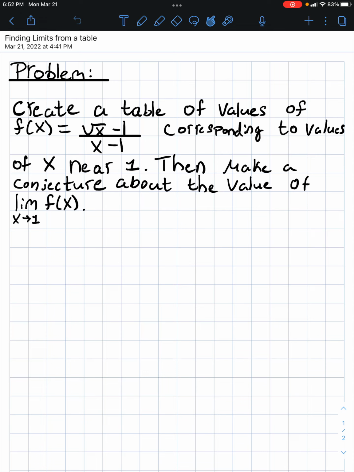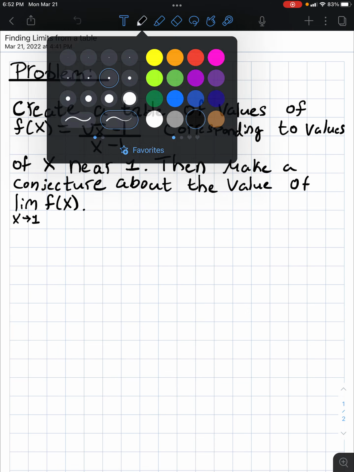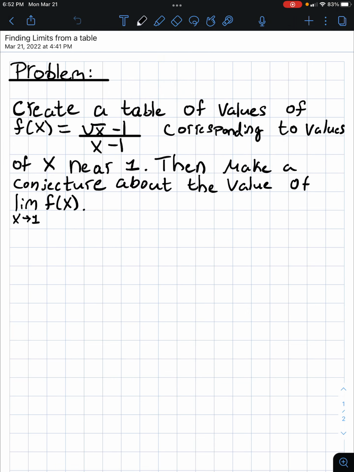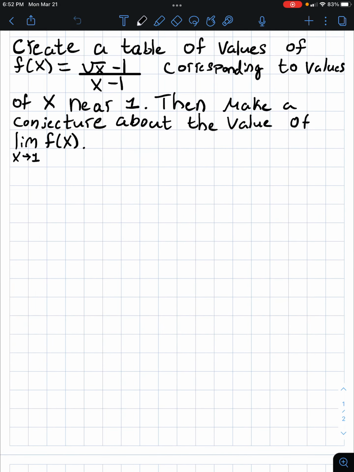Now pause this video, take a few minutes, and solve this problem. Welcome back. Hopefully you were able to solve this problem. Now let's solve it together. So we need to create a table to find the limit of f of x as x approaches 1.